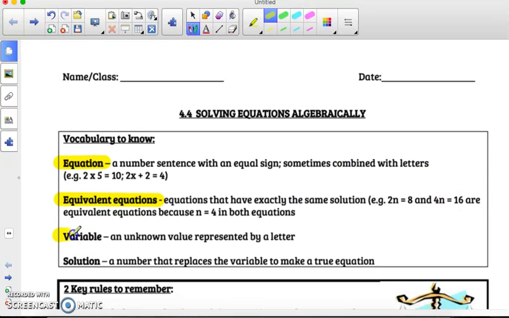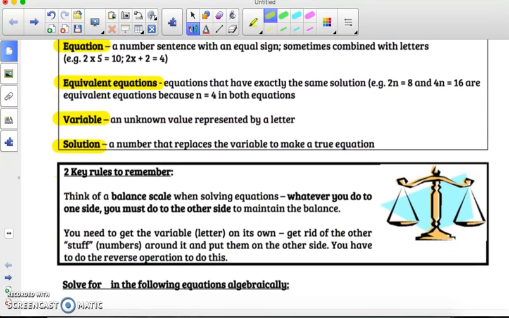The next we have variable. A variable is an unknown value represented by a letter, and you know that already. It could be any letter. The most common ones are x and y. Finally, the solution is a number that replaces the variable to make a true equation. So your objective in this lesson is to be able to solve equations algebraically. Okay, so let's continue.